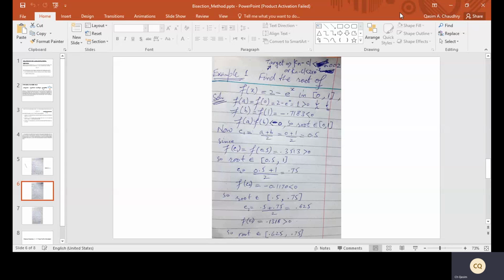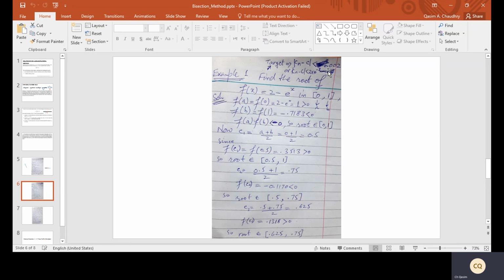Students, let's start now an example using the bisection method. It says: find out the root of f(x) = 2 - e^x in the interval 0 to 1. The question also gave the tolerance as 2 × 10^-3, or you can simply say the tolerance is equal to 0.002. So students, what does it mean?